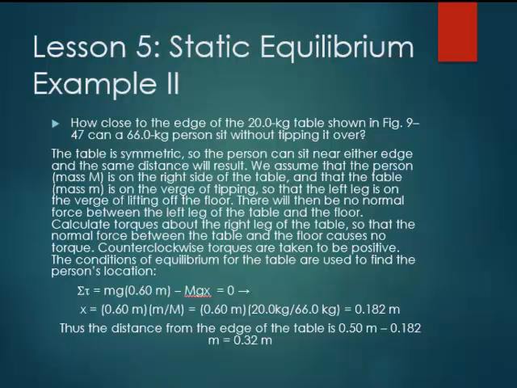First, notice the table is symmetric, so the person can sit near either edge and the same distance will result. If there was a discrepancy in this, you would have to take that into account, and it also would make the problem a little bit harder to solve. Now we assume that the person has a mass big M on the right side of the table, and the table has a mass little m, and it is on the verge of tipping, so that the left leg is on the verge of lifting off the floor.